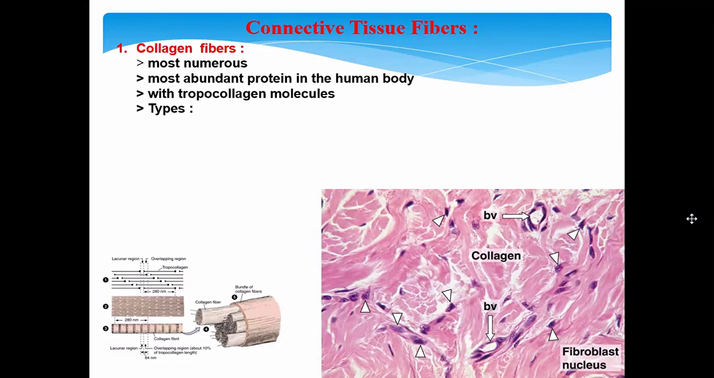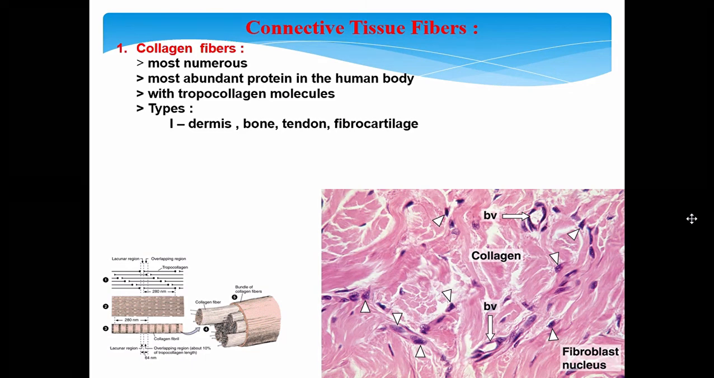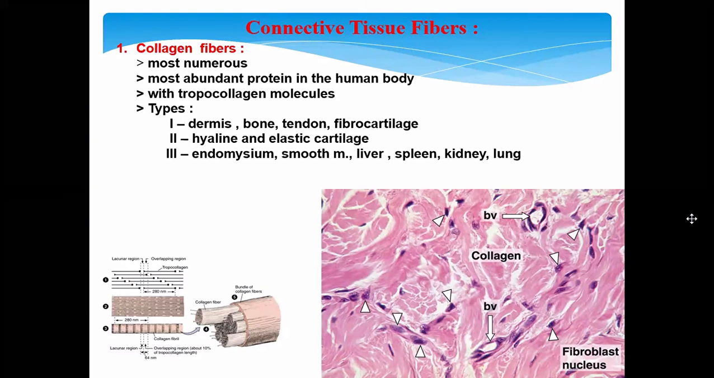You have different types. You have type 1: dermis, bone, tendon, and fibrocartilage. Type 2: hyaline and elastic cartilage. Type 3: endomysium, smooth muscle, liver, spleen, kidney. And then your type 4: basal lamina. And then you have fetal membrane or in the blood vessels, type 5.